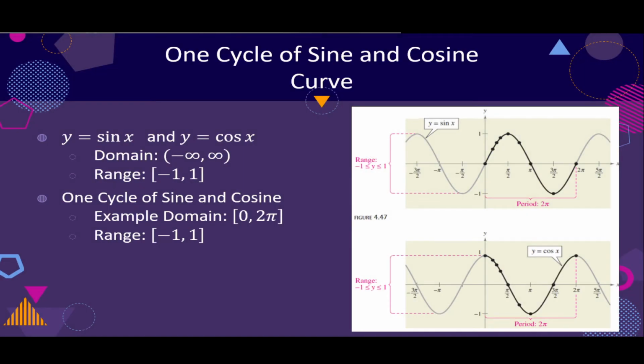Now, one cycle of sine and cosine curve. Now, on your notes, there are some definitions and stuff. You can come and go fill them in. But one cycle, clearly you can see that sine and cosine are periodic. That is, they have a set period where they will repeat the same thing. They cycle through the same idea. That's why one cycle is from 0 to 2 pi.